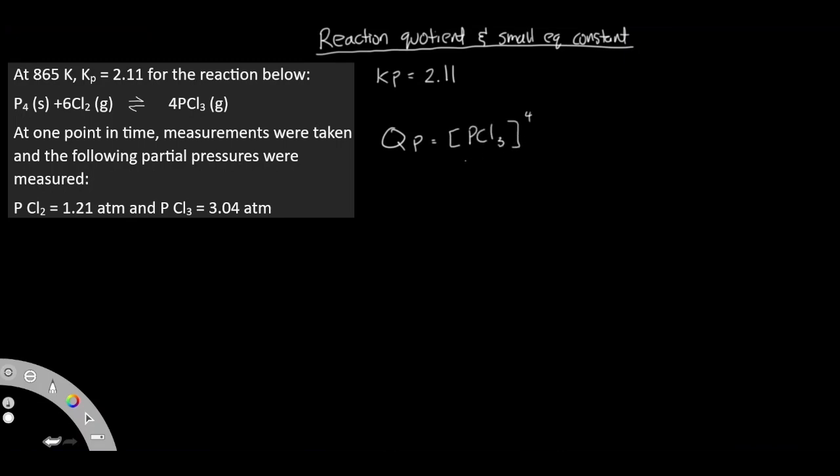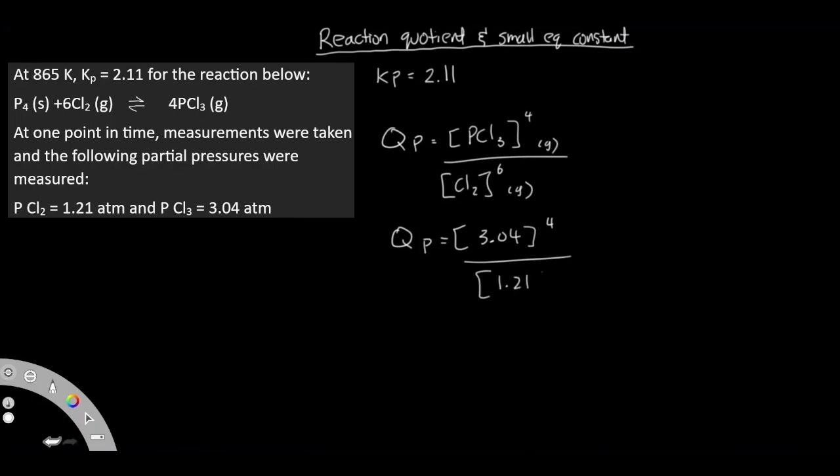PCl3, of course, to the 4, and as well for our reactants we have P4. Okay, we are not going to be putting our P4 because it is a solid, so then we're just going to be looking at our Cl2 instead, and it has to be to the power of 6. Again, both of these are gaseous, so now we can continue to go on forward. Our Qp is going to be our PCl3 concentration, which would be 3.04, to the 4, all over our Cl2, which is going to be our 1.21, and that's going to be to the 6, right? Can't forget that one. All you're going to do is now do your little calculation.